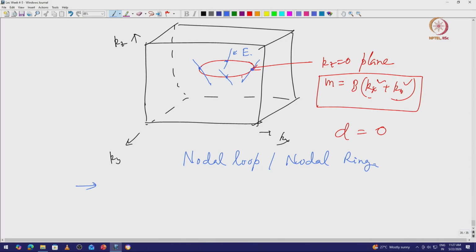And there are also materials in which such things have been observed, such as Pb, TaAs2, copper 3, PtN, Ca3.